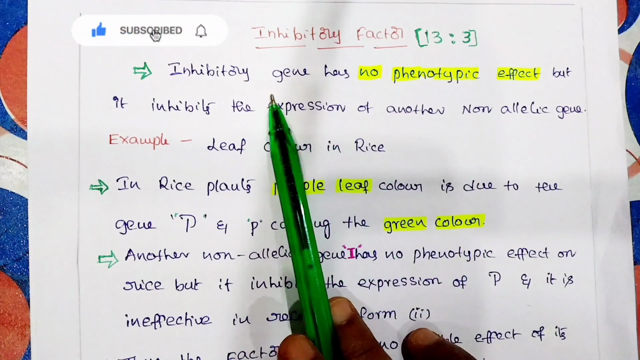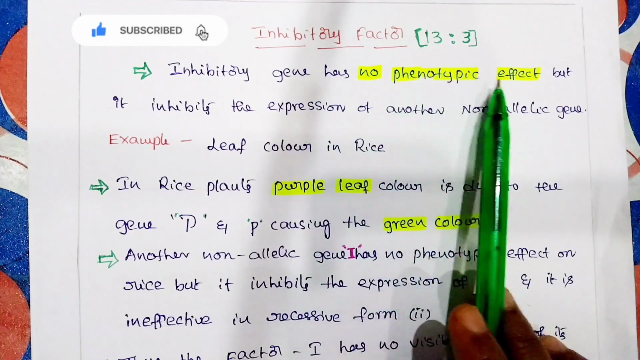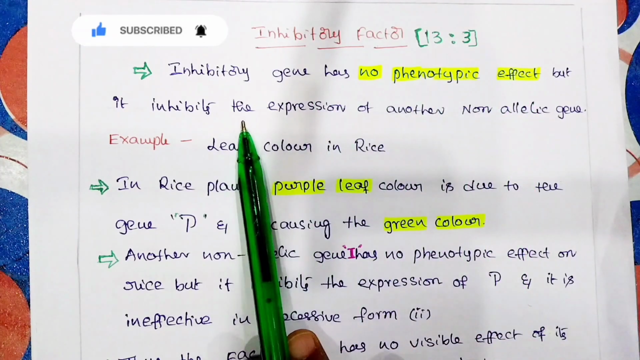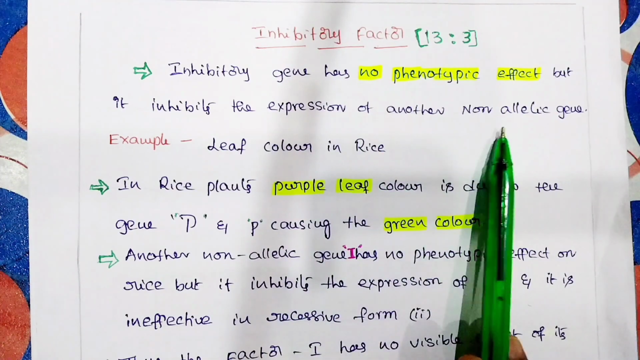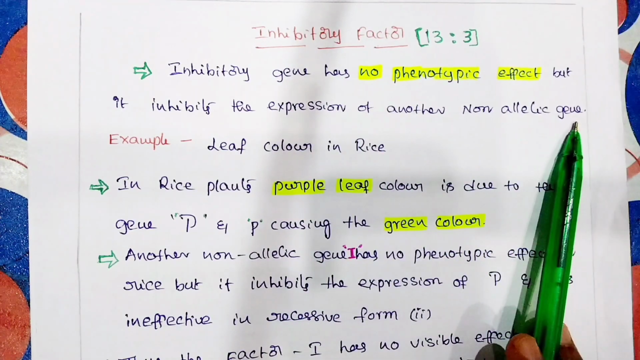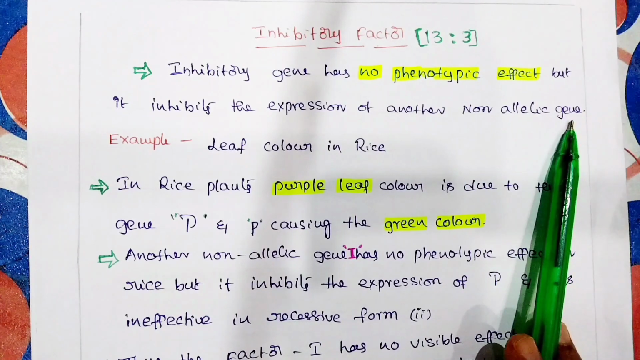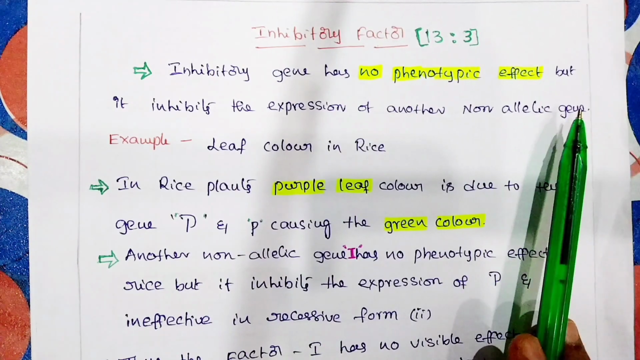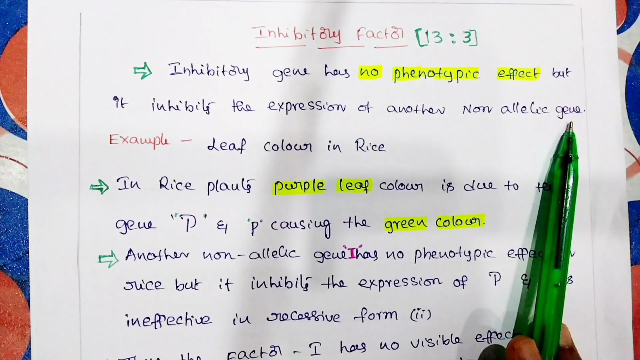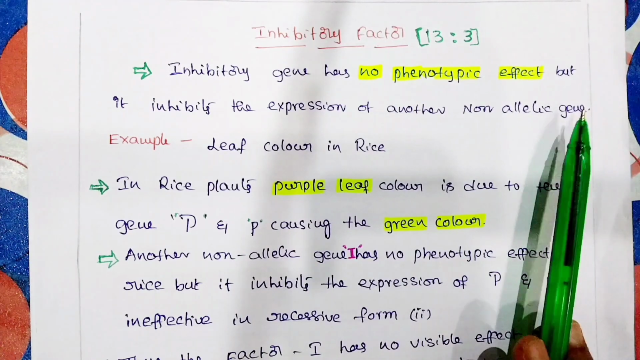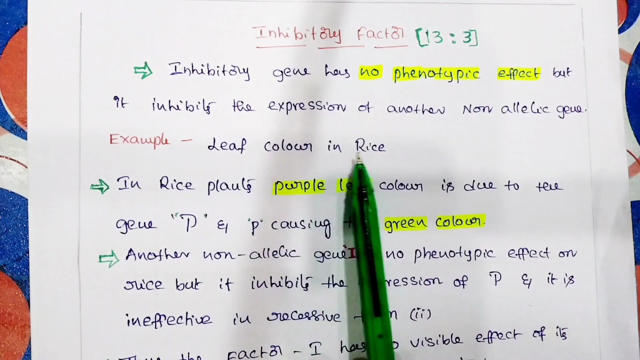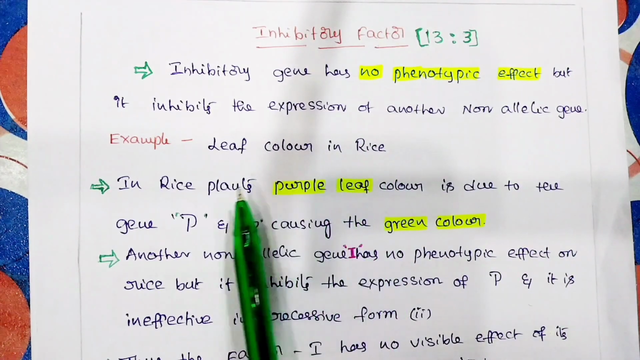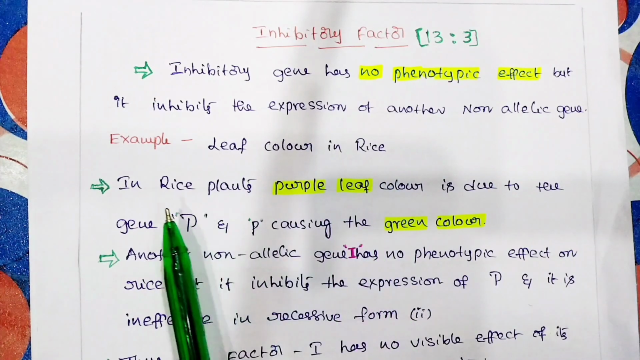So an inhibitory gene has no phenotypic effect, but it inhibits the expression of another non-allelic gene. An inhibitory gene does not produce any phenotypic effect, but it inhibits the expression of another non-allelic gene. Remember, okay. For this, leaf color in rice is the example. Let's see the example for a better understanding.